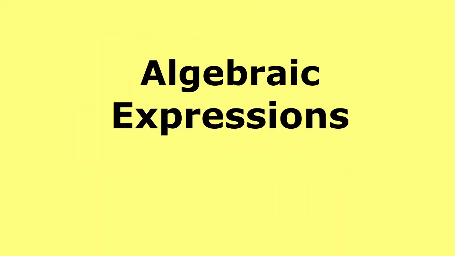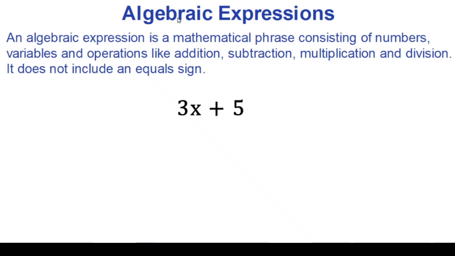Before understanding what a polynomial is, first we will learn what algebraic expressions are. We already studied this in the lower classes, so we will recall it. An algebraic expression is a mathematical phrase consisting of numbers, variables and operations like addition, subtraction, multiplication and division. It does not include an equal sign.